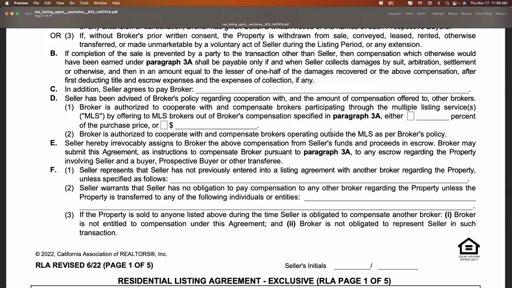So when I make this declaration to my seller that, hey, this is what I'm offering out to the agents that are participating in the MLS, when I go to 3D2, there's a different sentence there that says broker is authorized to cooperate with and compensate brokers operating outside the MLS as per broker's policy. So what that means is that if somebody writes an offer on your property, is represented by an agent who is not a member of the multiple listing service, I do not have to abide by that amount of commission that is declared in 3D1. I can give any amount of compensation I want.